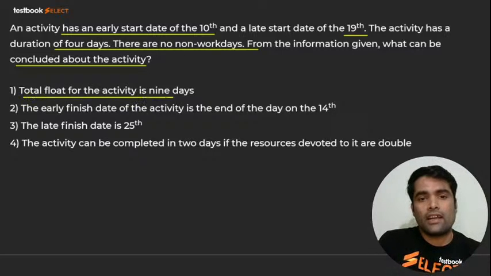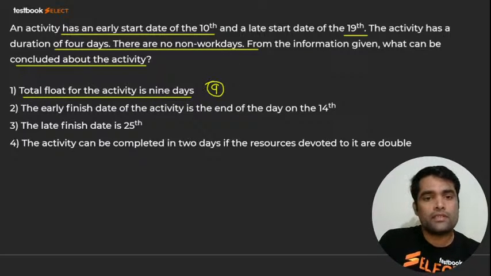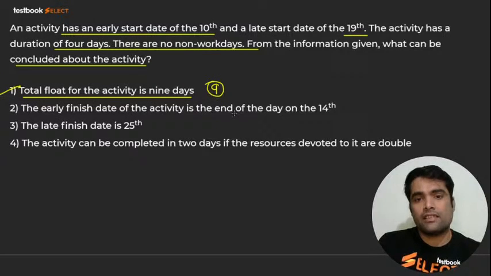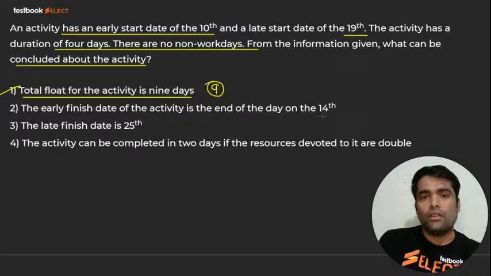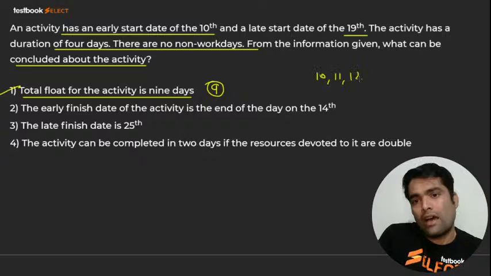Total float for the activity should be what, my dear? 19 minus 10, 9. Right? So it's correct. The early finish date of the activity is the end of 14th? Yes or no? It says it should be 4 days. So 10 is one date, 11, 12, and 13. So the answer will be 13.